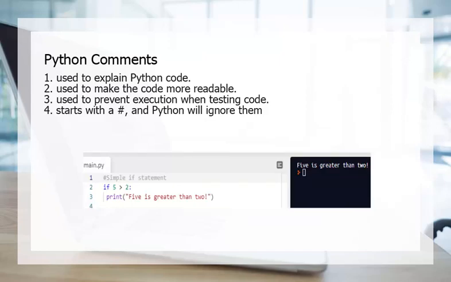Python comments are useful in coding. It is used to explain Python code. It is also used to make the code more readable. It is useful to prevent execution when testing code. Python comments start with a hash, and Python will ignore them. Line 1 in the code below use comments.